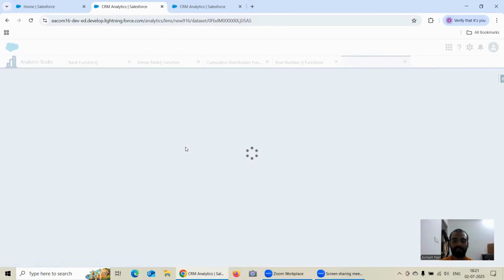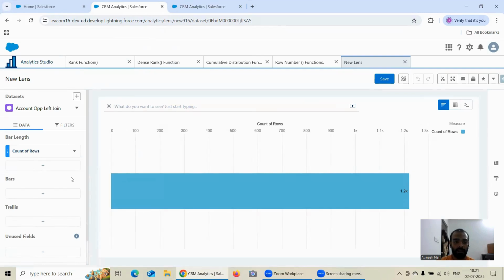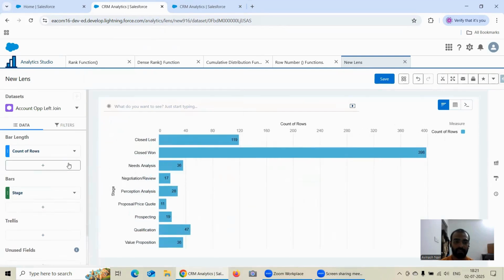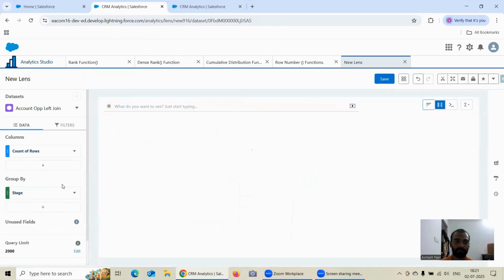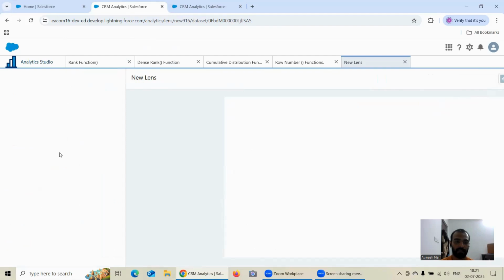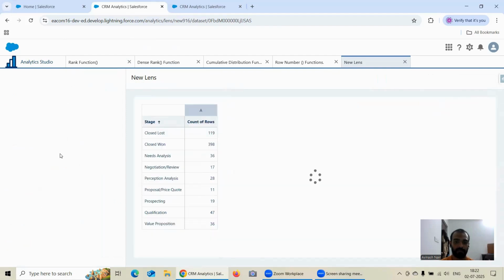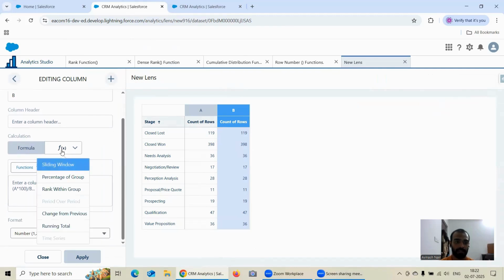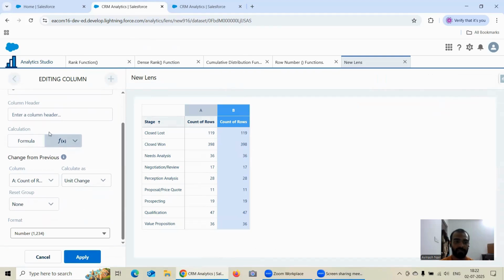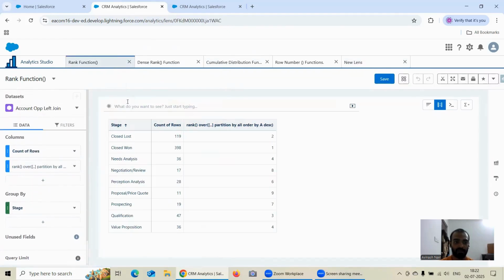Let's say I take the next one as well. And here, once again, I will take the stage only. Let me pop back to my compare table. Once again, I will go for this plus, this add formula. And here, once again, I will go for change from previous. Let's say go for unit change. I will explain this very quickly. Before I explain this, let's also understand theoretically what all these things mean.